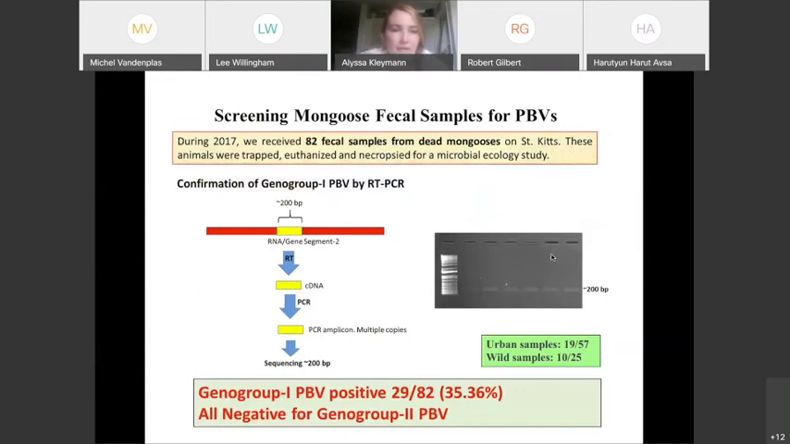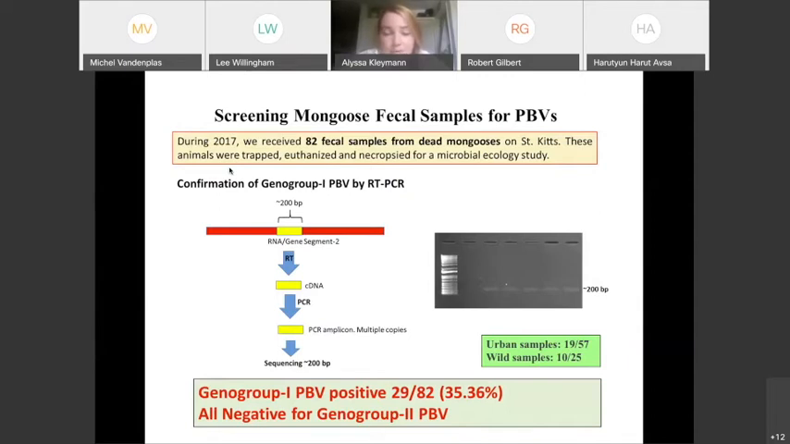Again, I briefly mentioned that the fecal samples came from a study during 2017 in which we received 82 fecal samples from dead mongooses on St. Kitts. The process of screening these fecal samples began with the use of previously published primers by Rosen et al., in which 300 base pairs are amplified if the samples are positive for genogroup 2 PBVs, and about 200 base pairs are amplified if the samples are positive for genogroup 1 PBVs.